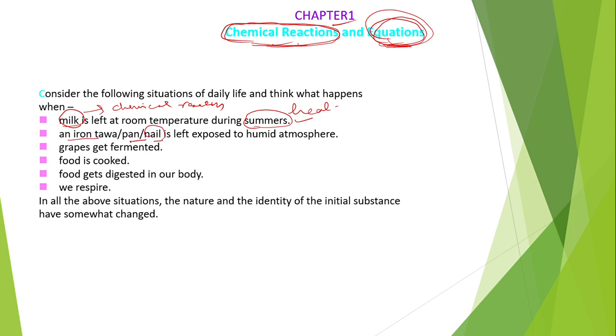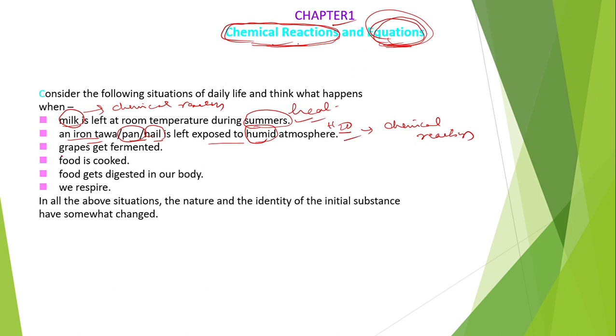Next you see an iron tawa, pan or nail. All are iron. He is left exposed to humid. He is mentioning humid. Humid means water is there. If we expose an iron nail to water, it will get rusted. That means here also it is a chemical reaction.